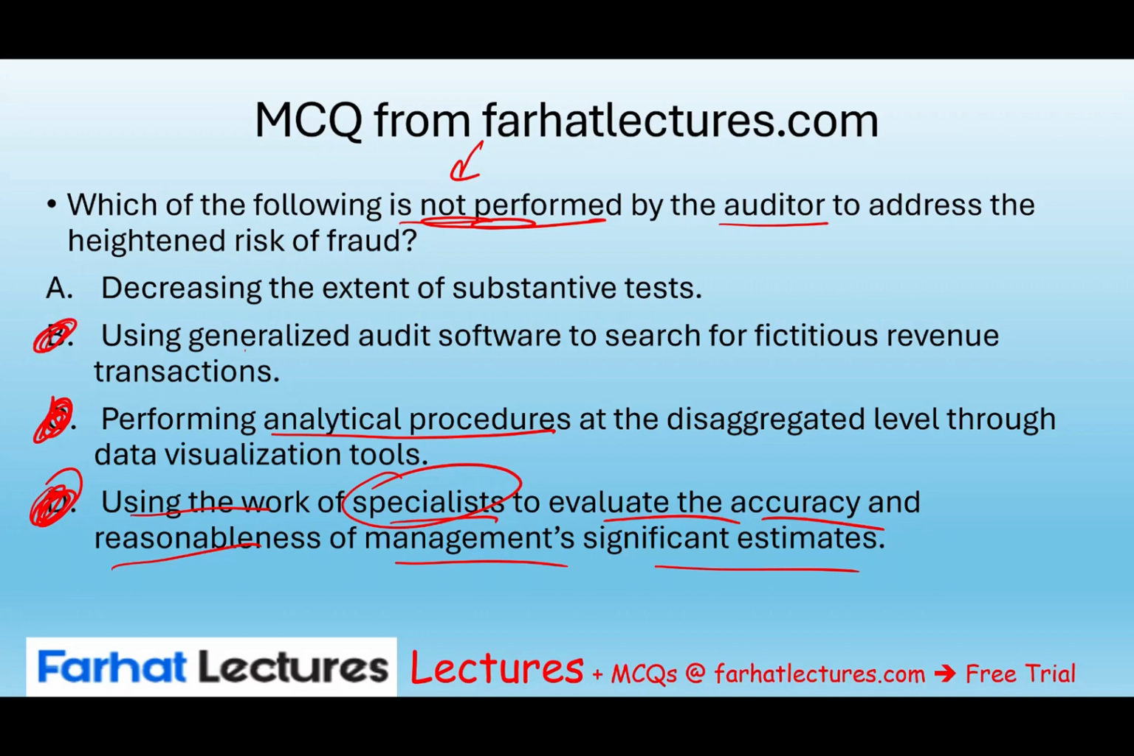So by a process of elimination, A is the answer. A says decrease extent of substantive testing. Not at all. When you suspect fraud, you do more. You increase, not decrease, the extent of substantive testing. In other words, you will do more field work. You would look at more samples. If it's a small area, you want to audit everything, 100%, if you suspect fraud to see what's happening. You will ask more questions. You would look at external confirmation related to that area. But definitely you will not decrease if fraud is suspected.